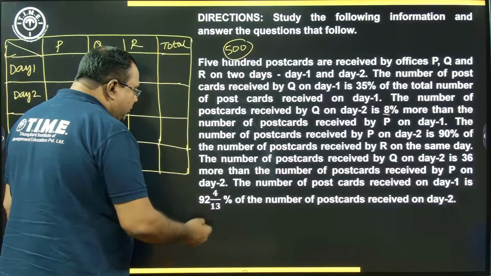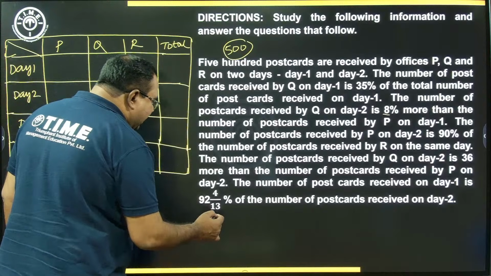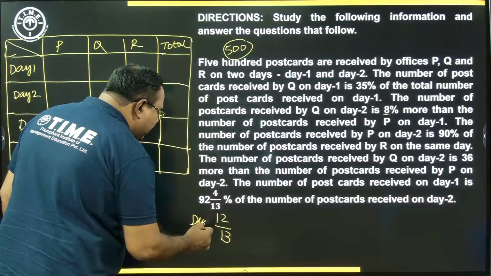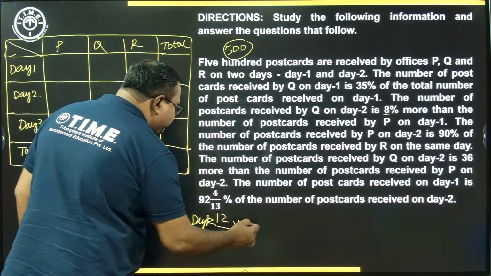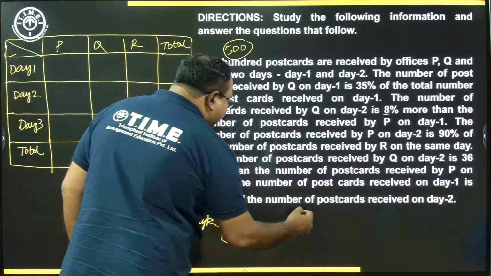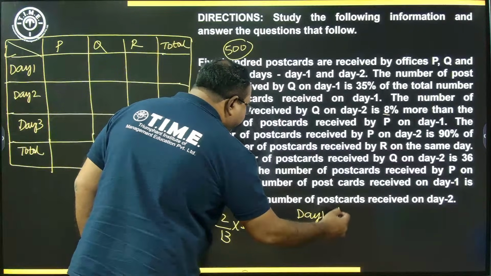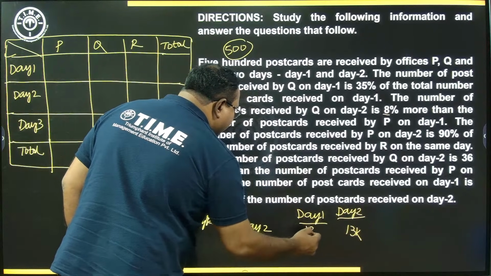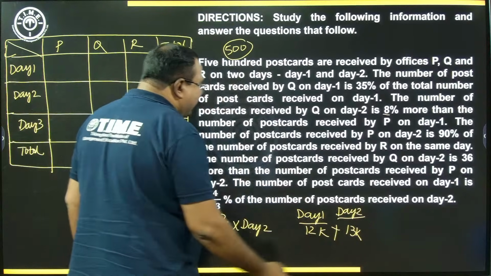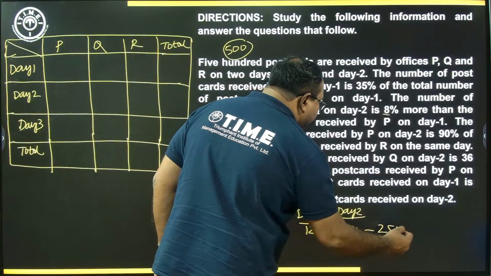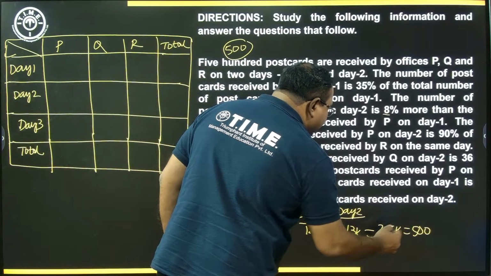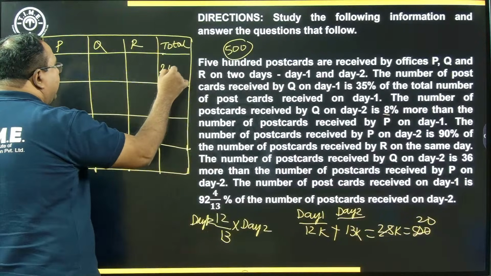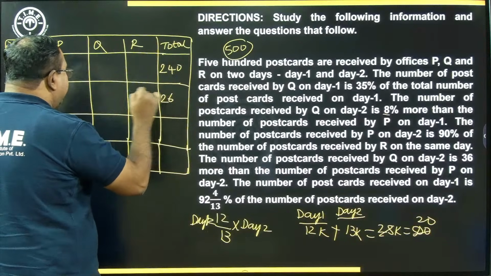So this is day 1 is how much? 1200 by 1300, so it is 12 by 13. Day 1 is 12 by 13 of day 2. If I take day 2 as 13K, day 1 will be 12K. 12K plus 13K, total 25K, day 1 and day 2 is equal to 500. K is equal to 20, which means day 1 is 12 into 20, 240. Day 2, 13 into 20, 260.